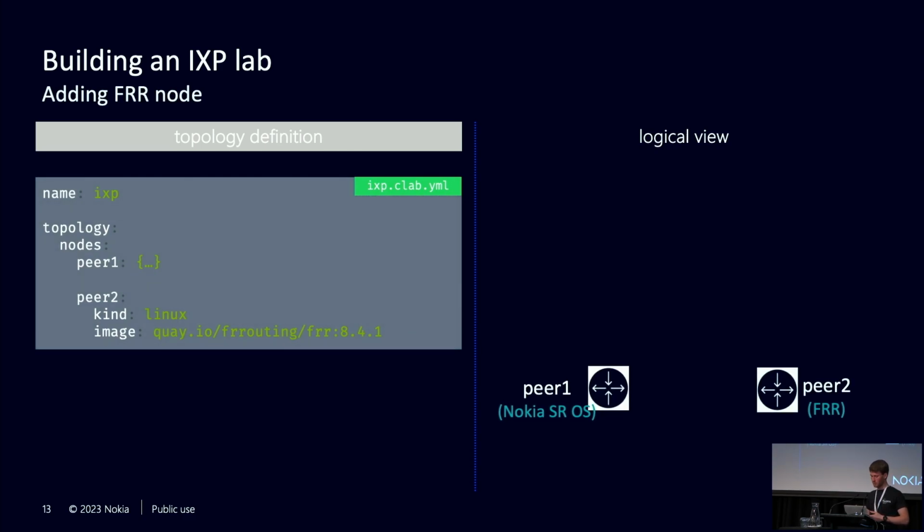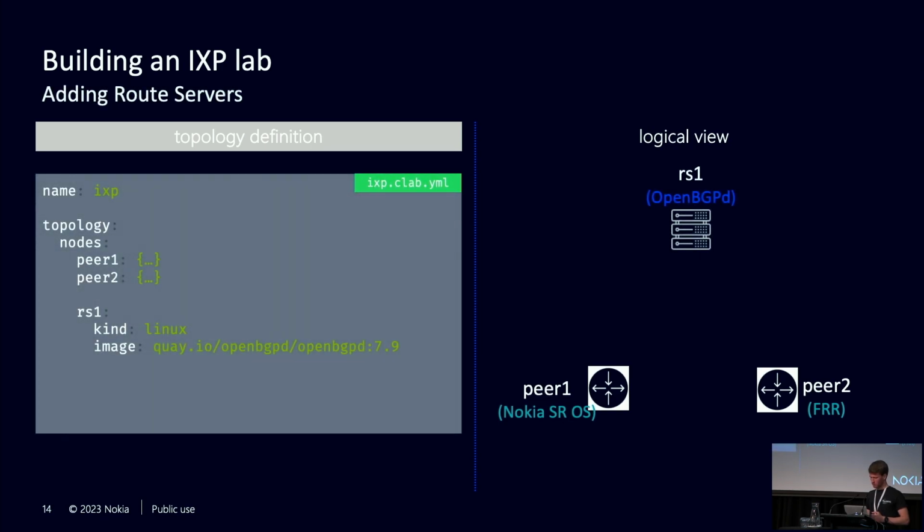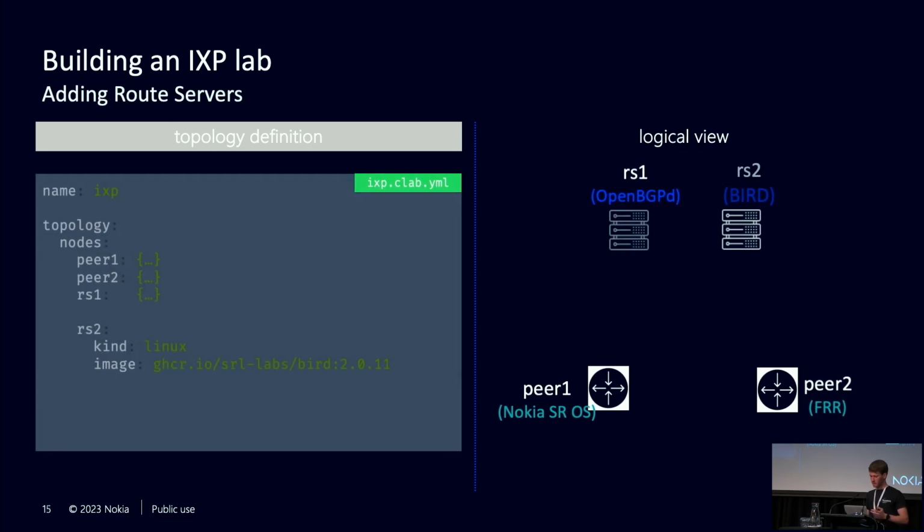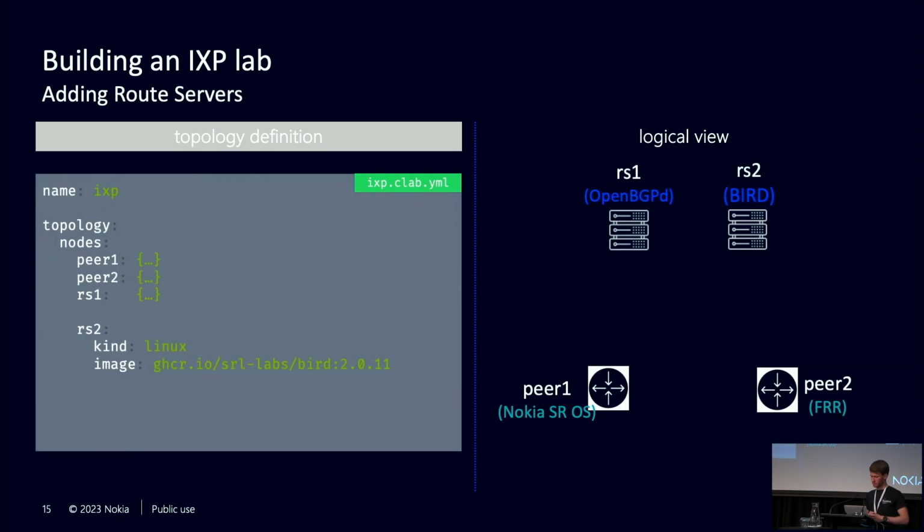So fast forward, we are going to define our other nodes. So let's move on with peer2. In this case, we use FR routing, so that's a Linux kind in this case. And we do the same with the route servers. So one by one, we see that we have OpenBGPD and then Bird for our second route server. So that's a start. We have 4 nodes in this case, but there is a missing piece, obviously.